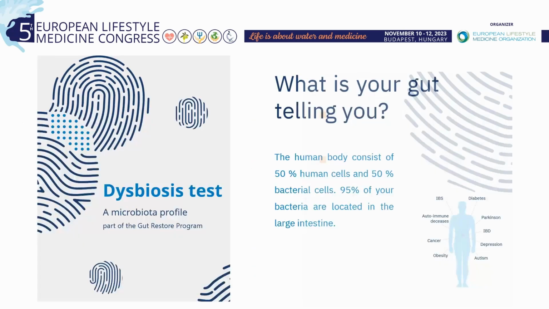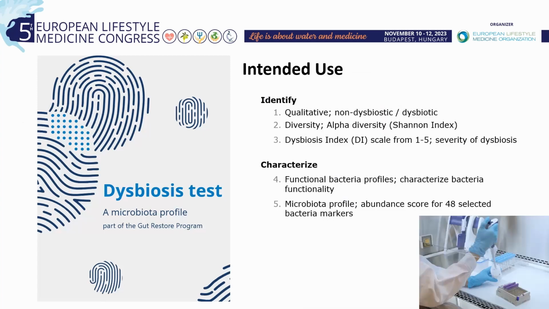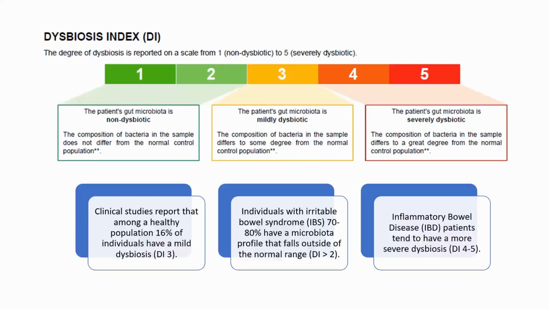Now, yes, we can measure this gut imbalance through a dysbiosis test. It involves identifying a dysbiosis index. So what is the score in terms of how severe the dysbiosis is? We look at functional bacterial profiles, and then we characterize the actual diet interventions.